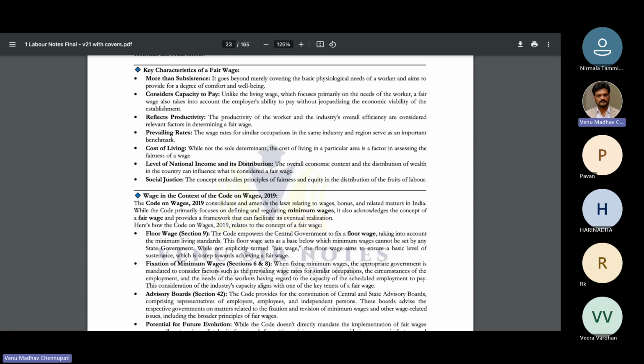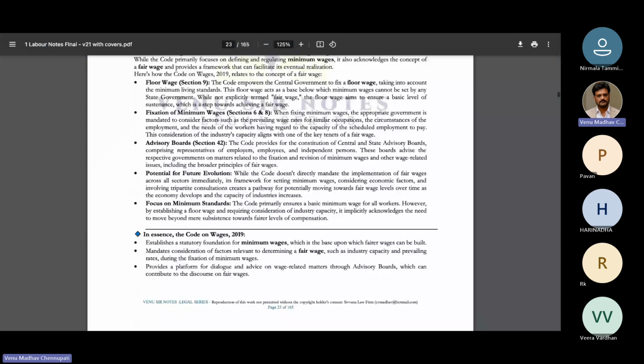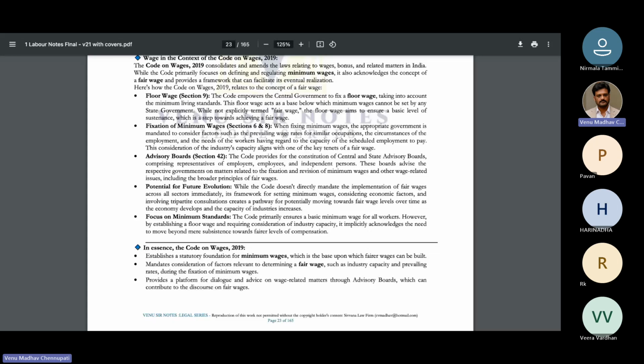Here's how the Code on Wages relates to the concept of fair wages. First, you have to remember one thing, that below minimum wage, there is something called a floor wage. So the hierarchy is floor wage, minimum wage, fair wage, and then living wage. You have to remember this hierarchy.